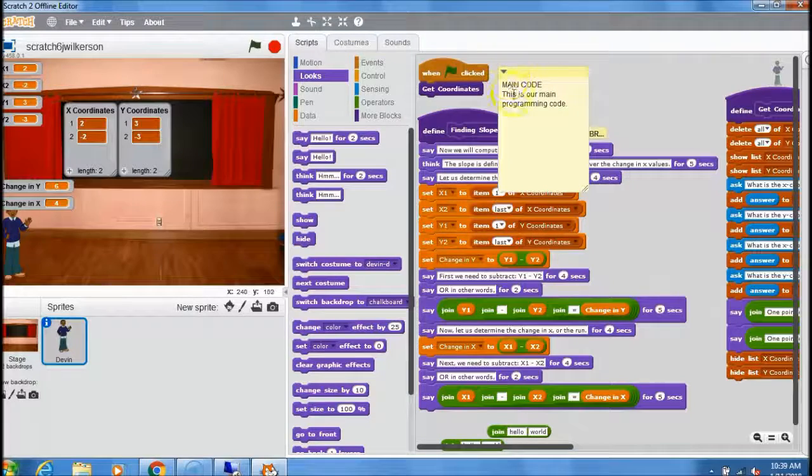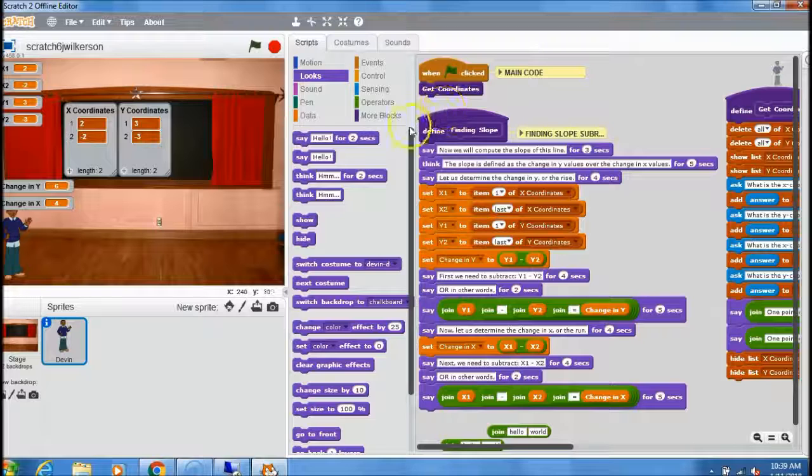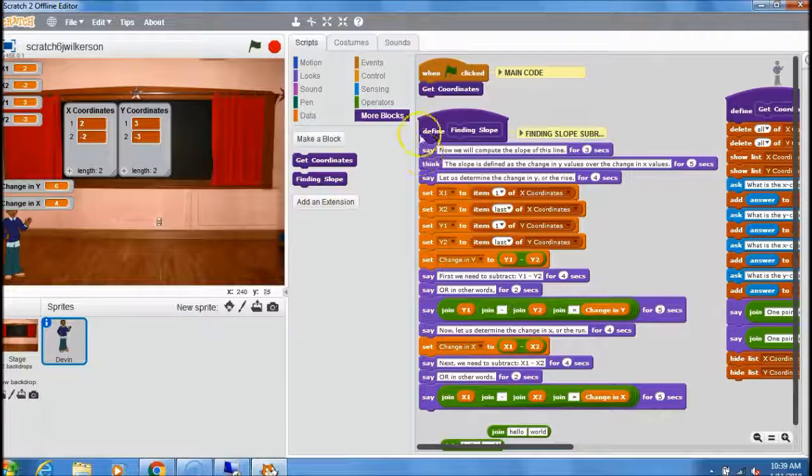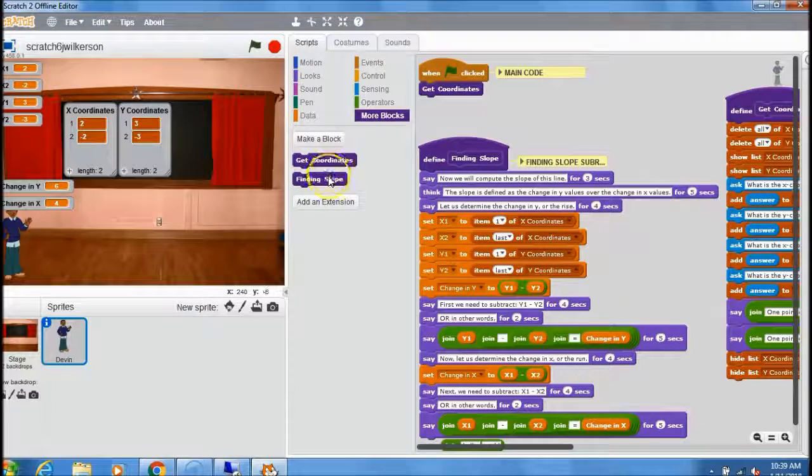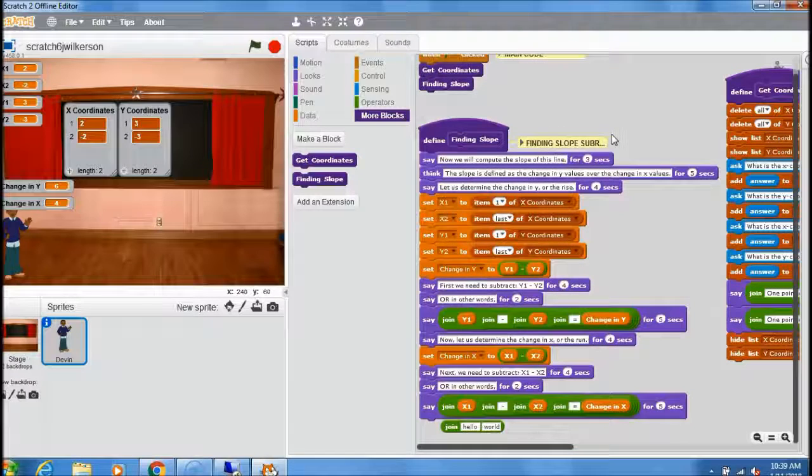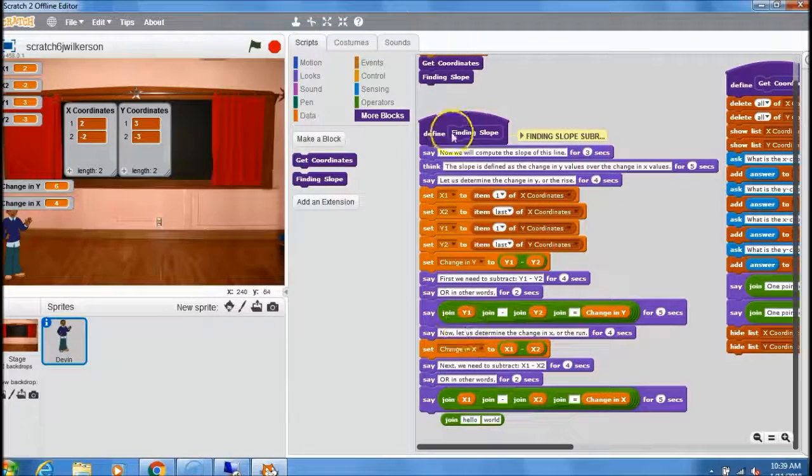They say, oh, here's the main code. In fact, what I need to do is, after it gets coordinates, it's going to run the finding slope. So let's push that down a little and then have it run finding slope. Let's see what we have going here.